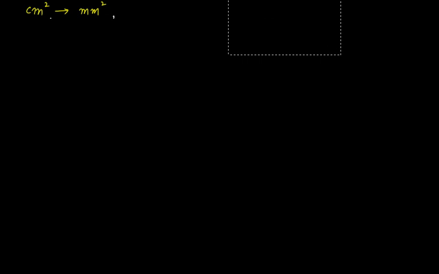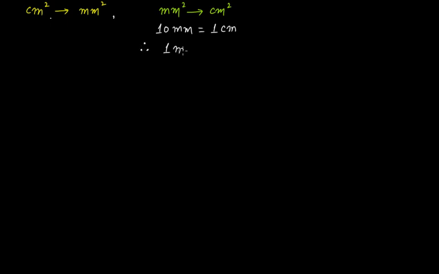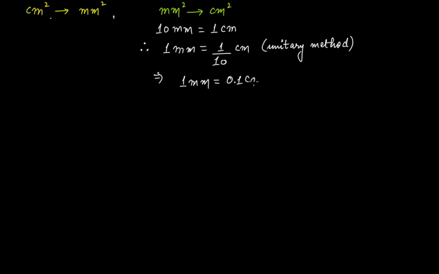Okay, what if you have to change millimeter square into centimeter square? So if you have to change millimeter square into centimeter square, now we know that 10 millimeter is equal to 1 centimeter, right? Therefore, 1 millimeter will be equal to 1 over 10 centimeter using the unitary method. So this gives you 1 millimeter is equal to 0.1 centimeter. This is the conversion of millimeter into centimeter.